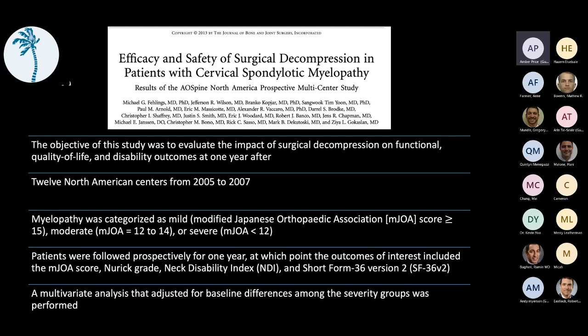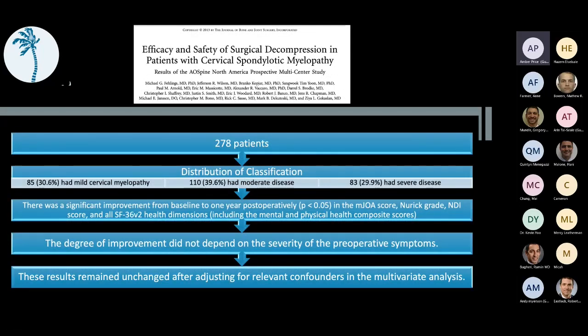And then once they had their results, they did a multivariate analysis and stratified the patients based on their MJOA classification. So 278 patients, 85 had mild cervical myelopathy, 110 had moderate disease, and 83 had severe disease. There was a significant improvement from baseline to 1 year postoperatively in all scoring systems, and that did meet the minimum clinically important difference. The degree of improvement did not depend on the severity of the preoperative symptoms. So even if you had mild versus severe myelopathy, it didn't show a significant difference between those patients.